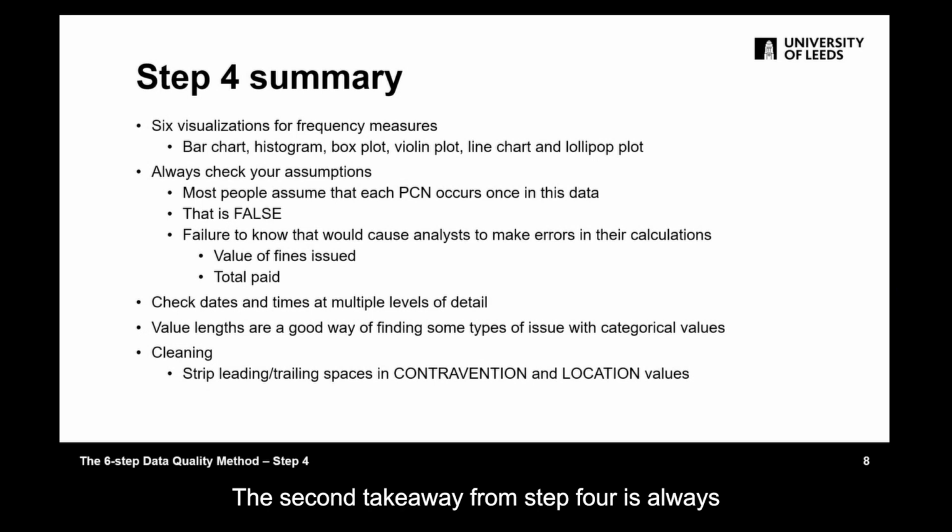A second takeaway from step 4 is always check your assumptions. With this data set, and I've used it quite a lot in different courses, most people assume that each PCN only occurs once in the data, but that is false. If the analyst doesn't know that, then they will end up making errors in their calculations. For example, the value of the fines that were issued and the total amount that has been paid, as I showed you.